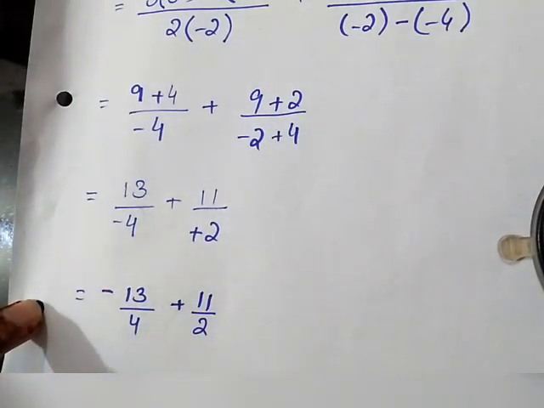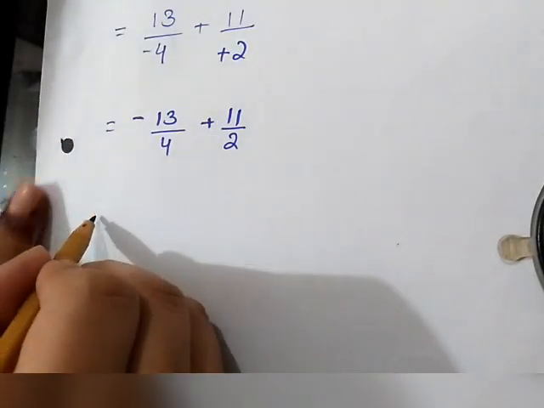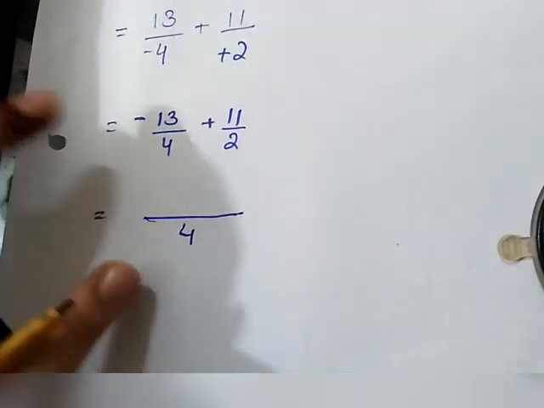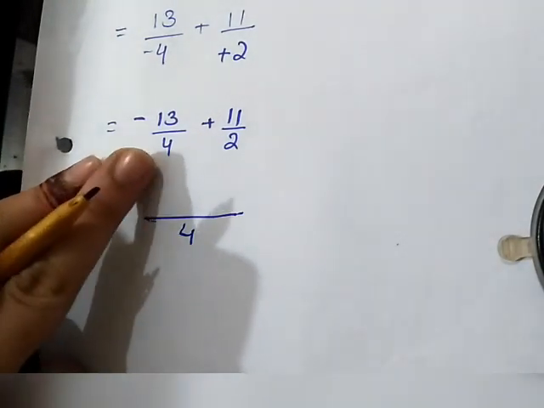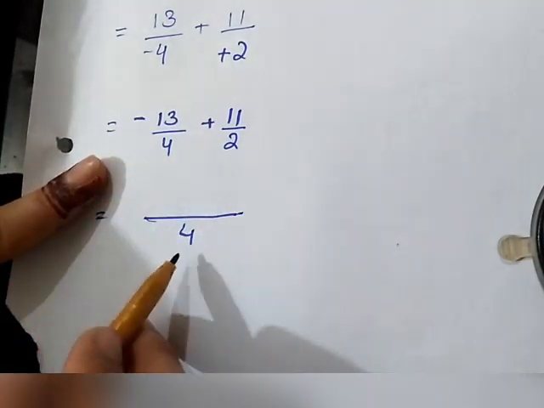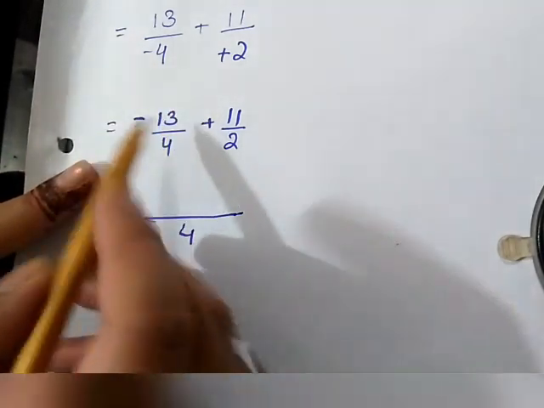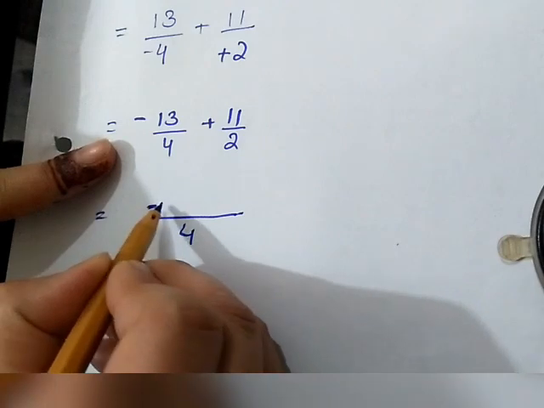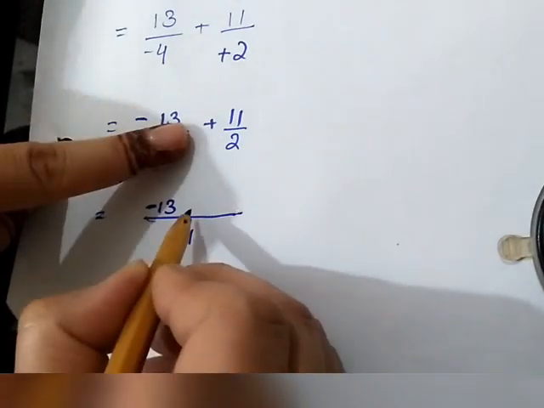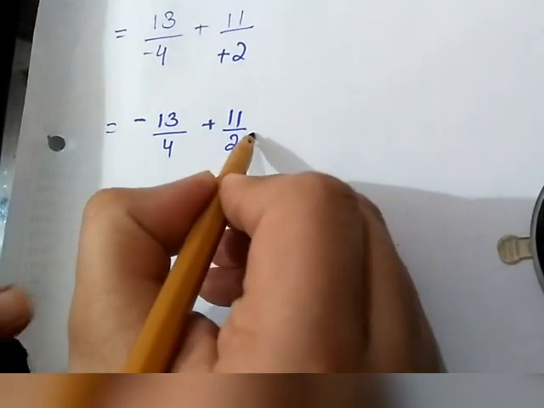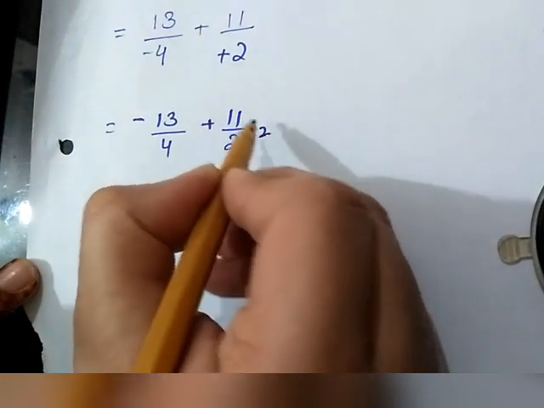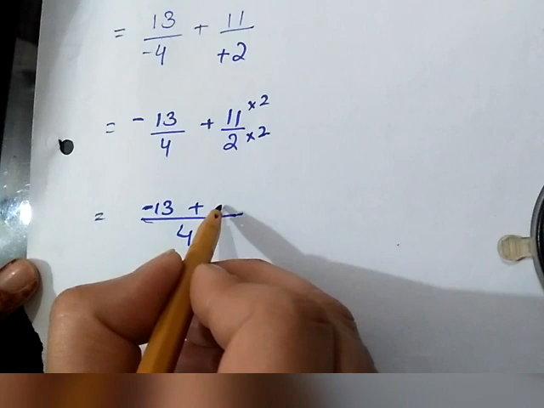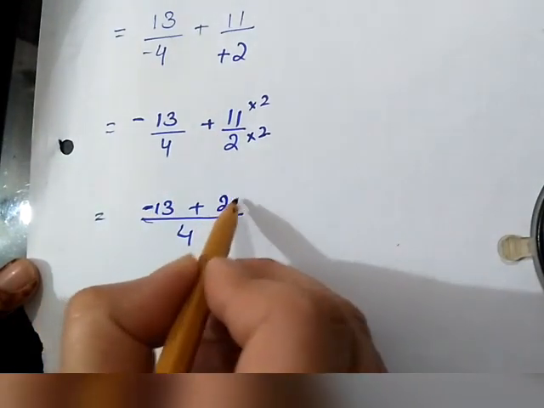Now we do the LCM of 4 and 2. The LCM of 4 and 2 is 4. Now here you can see that the denominator of this fraction is equal to the LCM, so there is no need to multiply 13 with any number. So write the 13 as it is, minus 13, plus 2 2s are 4, multiplying 2 with the denominator as well as the numerator of that fraction. So 2 11s are 22.